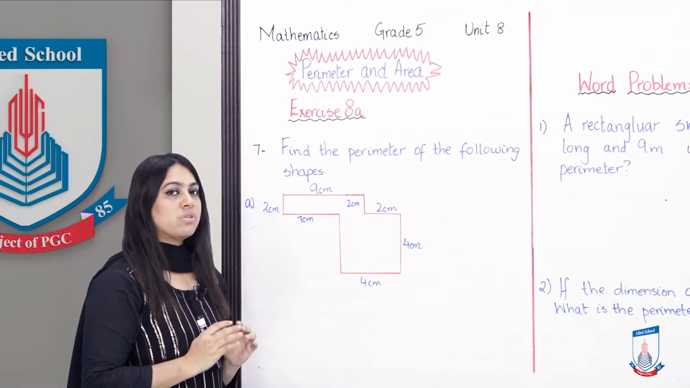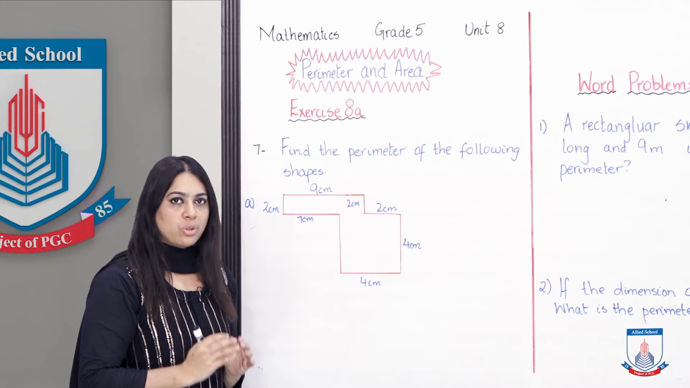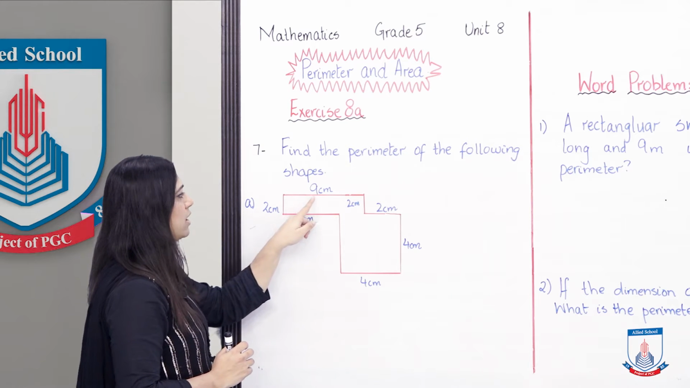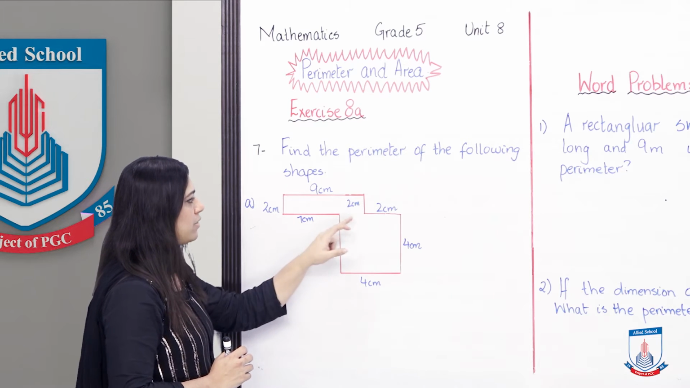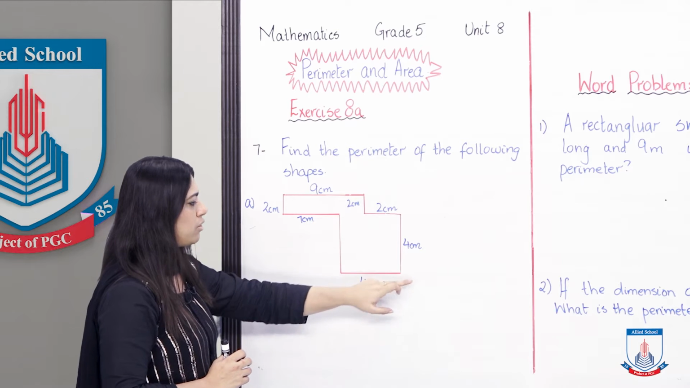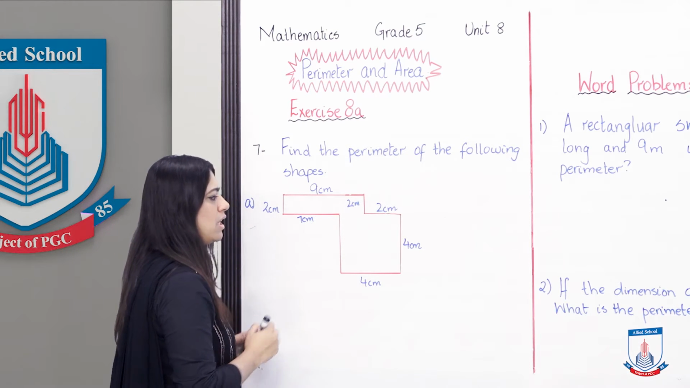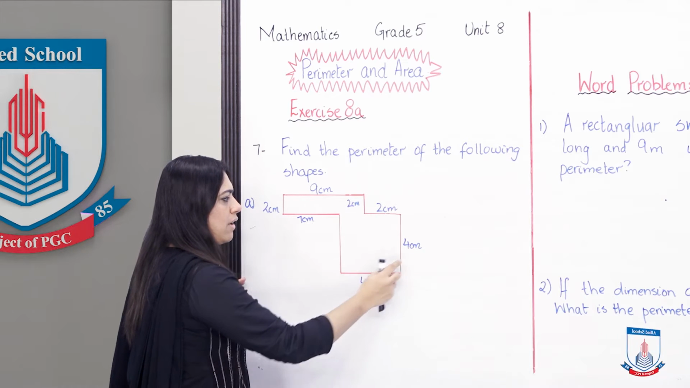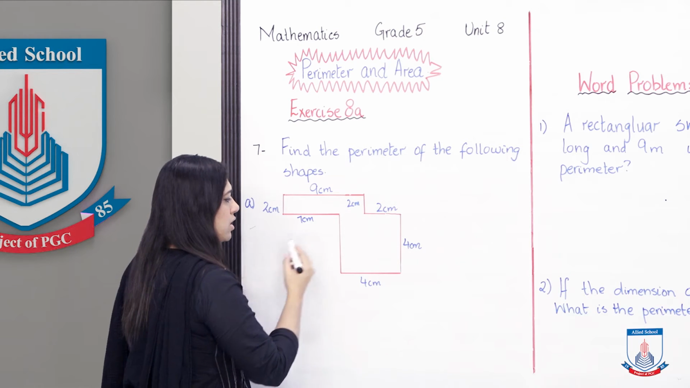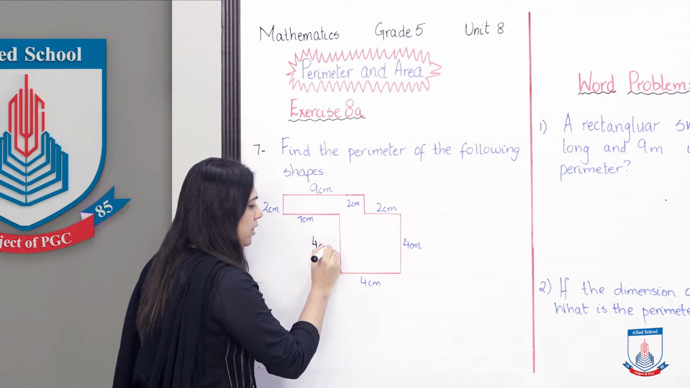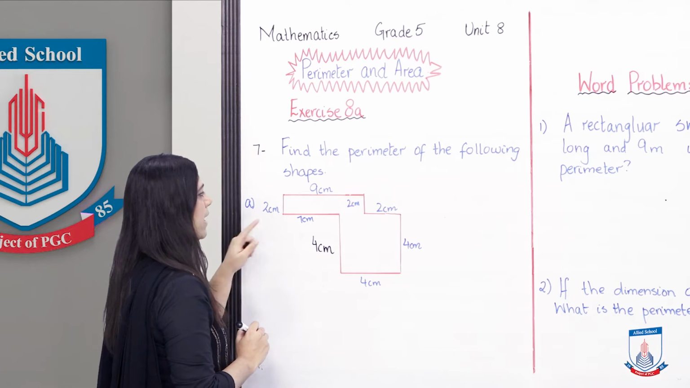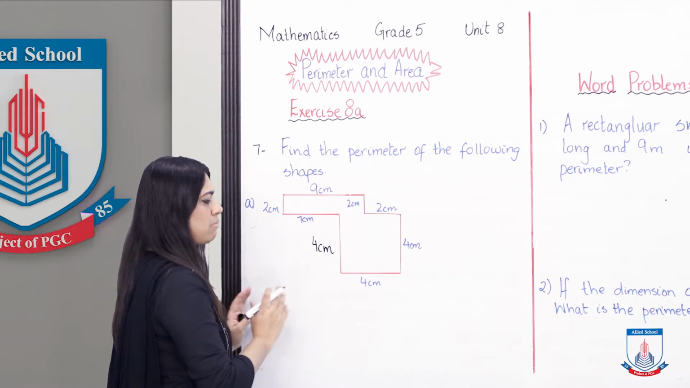First of all, we are going to see whether any side is missing. If I look at the measurements, we can see 9 is given, 2 centimeter, 2 centimeter, 4. On this side the measurement is missing. So, this is a square. If this side is 4, then this side will also be 4. Now we have all the measurements of this shape.